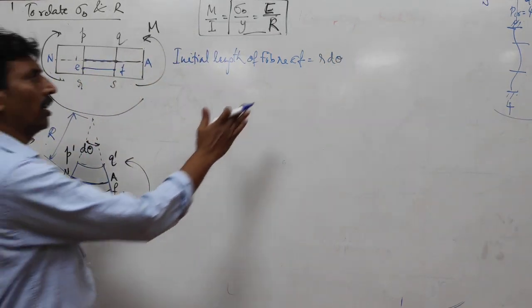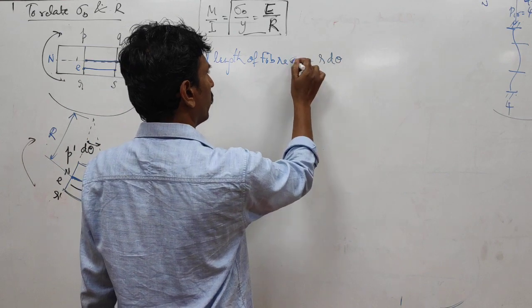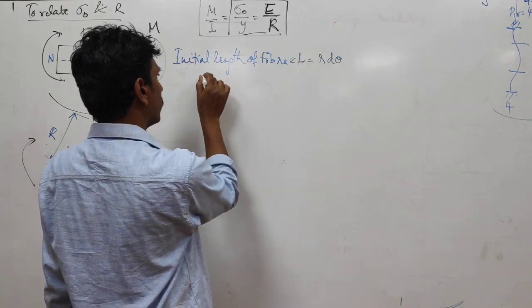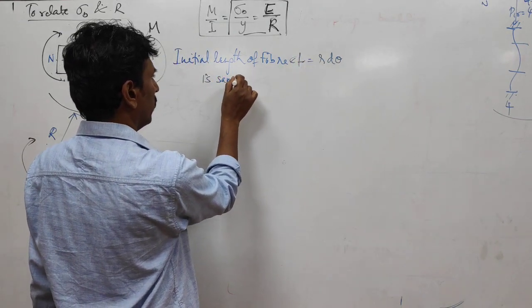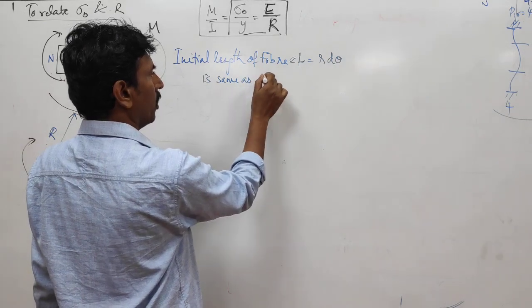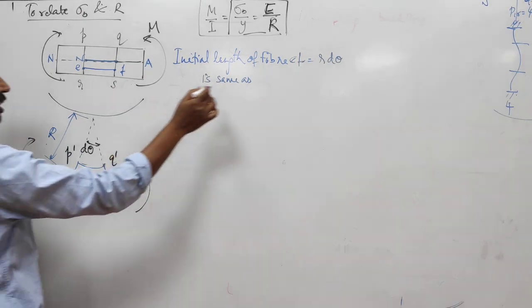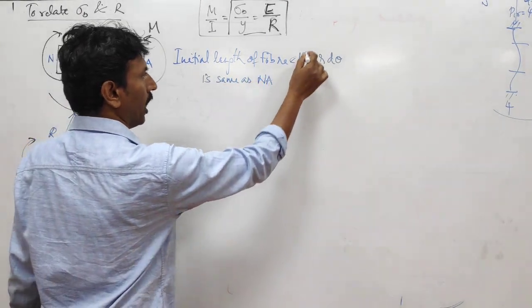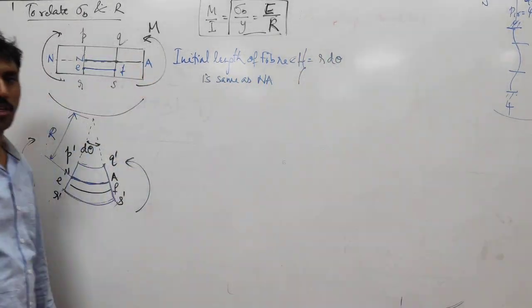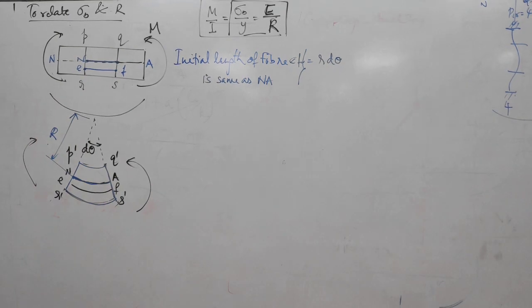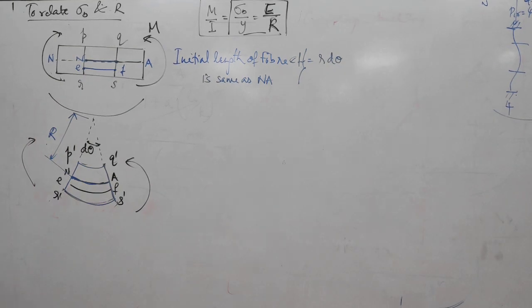So you know that the length of the fiber EF is the same as the length of the fiber on the neutral axis, NA. Length of the fiber on the neutral axis, therefore, is actually r into d theta. Is it okay? Is it understandable?